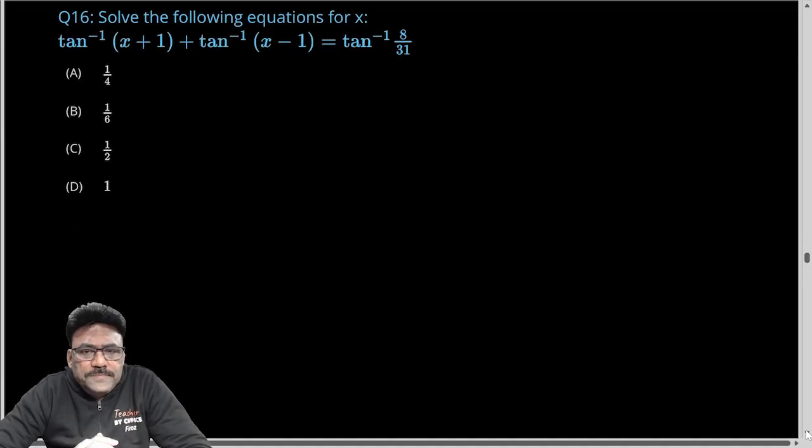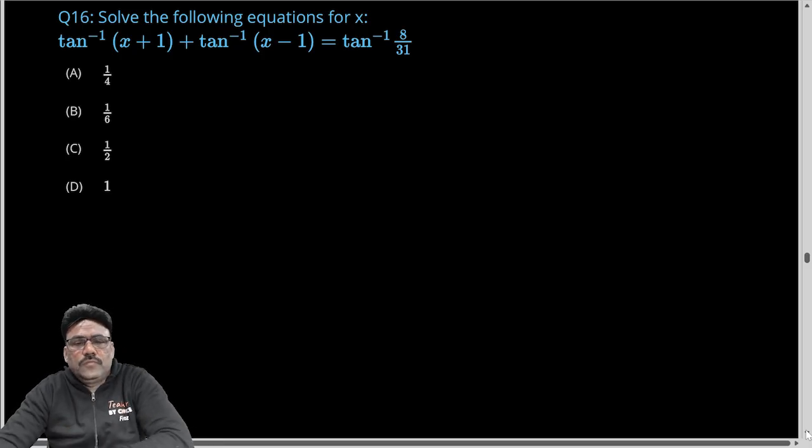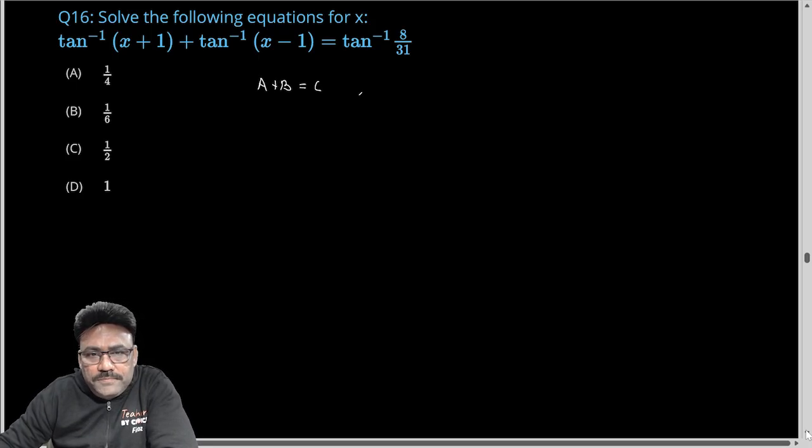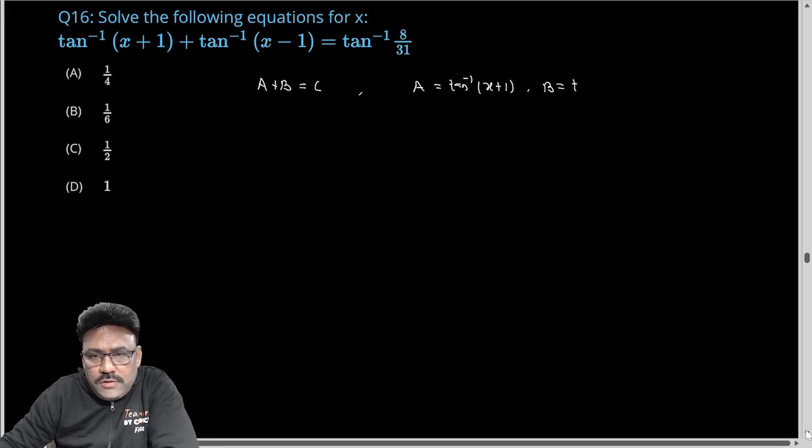Okay, let's see this question. You are given an inverse trigonometric equation here, and you have to get the value of x satisfying this equation. So let's suppose it is A plus B is equal to C. A is tan inverse of x plus 1. B is tan inverse of x minus 1. And C is tan inverse of 8 by 31.